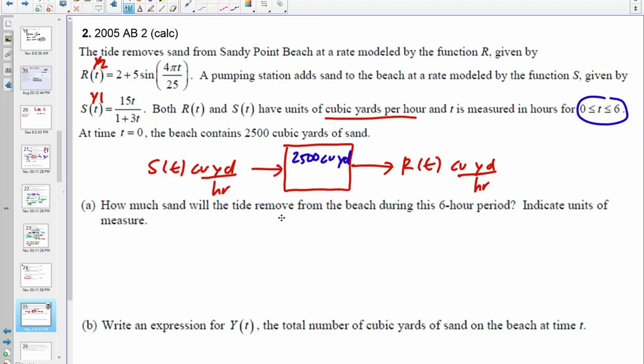All right, first question. How much sand will the tide remove from the beach during the 6-hour period? So the tide removal is expressed by this R(t). So if you integrate a rate, this is with respect to time, so from time 0 to 6, you're going to get an amount of change. All right, so let's go to our calculator.